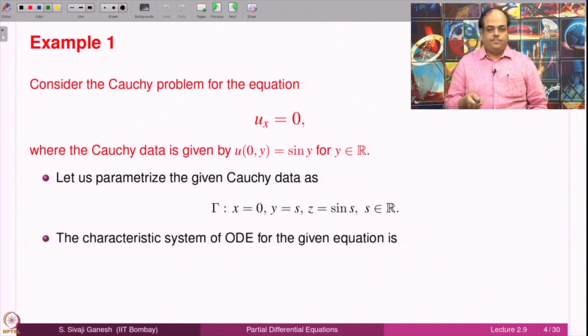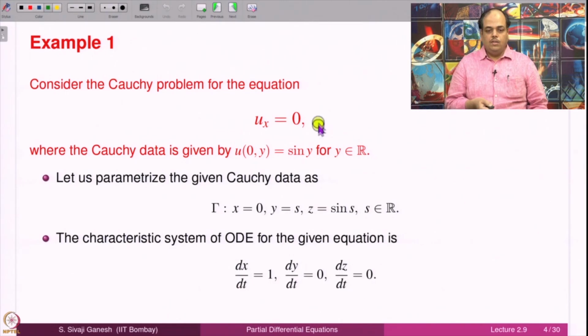So, this is our datum curve. Then we need to look at the characteristic system of ODE for the given equation. Recall dx by dt equal to a. In this example, a is 1, b and c are 0. So, dy by dt equal to b, which is 0, dz by dt equal to c, which is 0. So, this is the characteristic system of ODE associated to this equation.